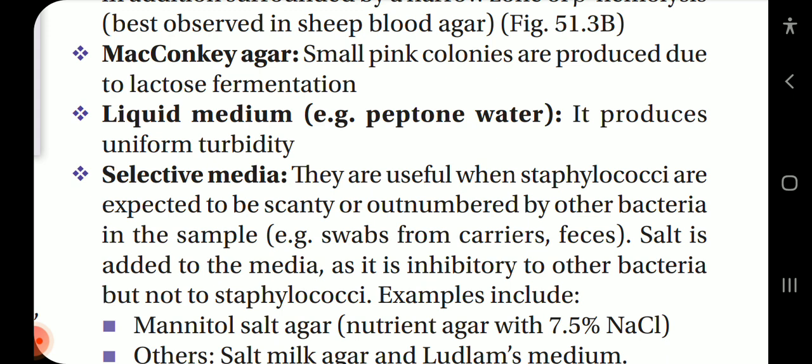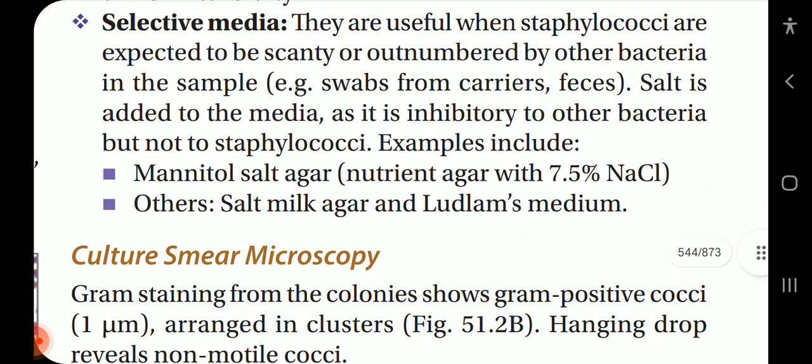Selective media are useful when Staphylococci are expected to be scanty or outnumbered by other bacteria in the sample, for example swab from carriers, feces. Salt is added to the media and it is inhibitory to other bacteria but not Staphylococci. Examples include mannitol salt agar, nutrient agar with 7.5% NaCl, others like salt milk agar and Ludlam's medium.